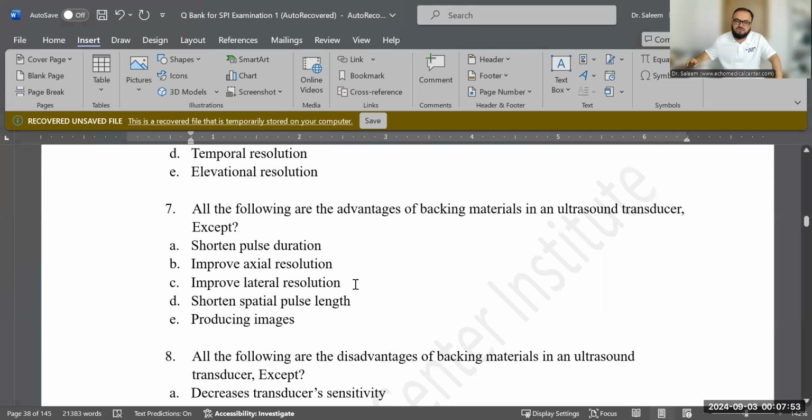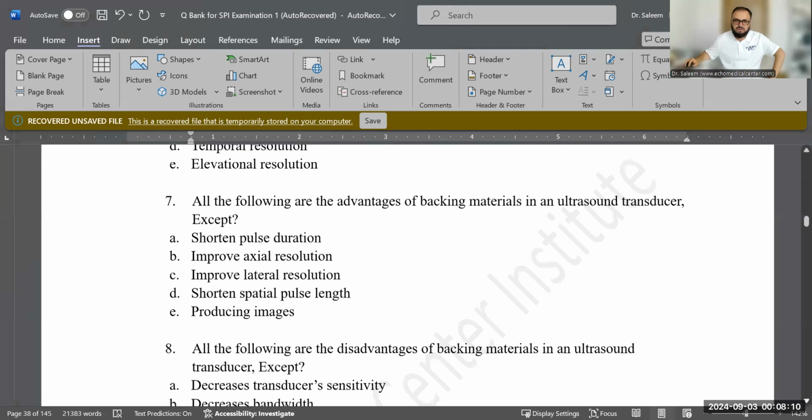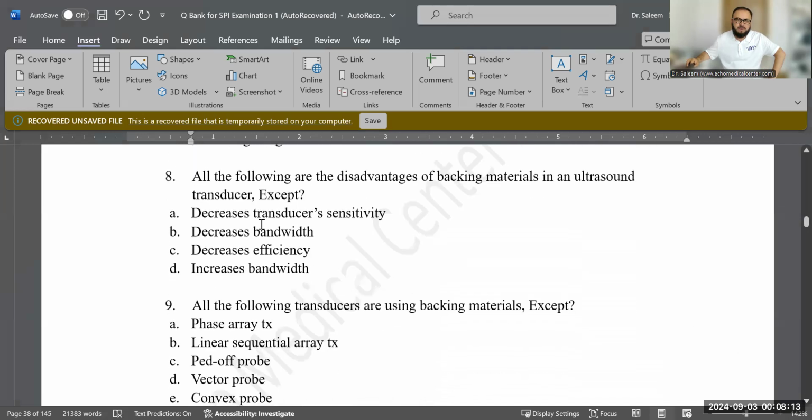Exactly. Lateral resolution has no relationship with the backing material. So lateral resolution, C, is the correct answer to be chosen, because that's not an advantage of the backing material in a transducer. Correct.